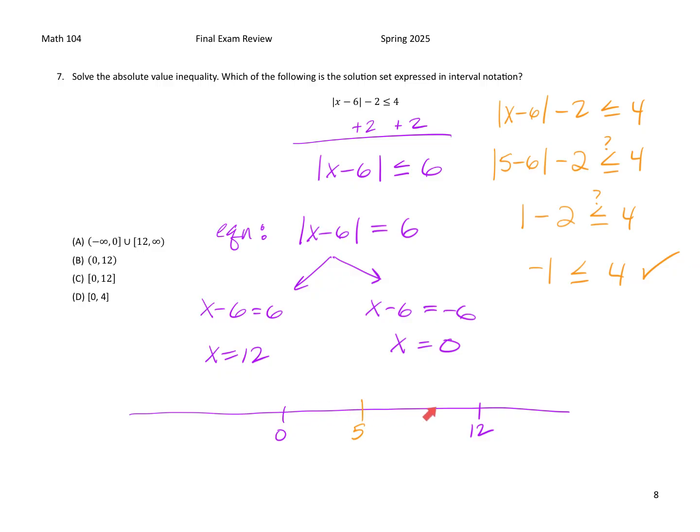So that leads me to think that it's all the numbers between 0 and 12. 0 and 12 are also part of the solution set because this is less than or equal to. And so the 0 and the 12 are when the absolute value equals 6. So I'm going to include the 0 and the 12. So my solution set is going to be from 0 to 12 and everything in between, which is option C.